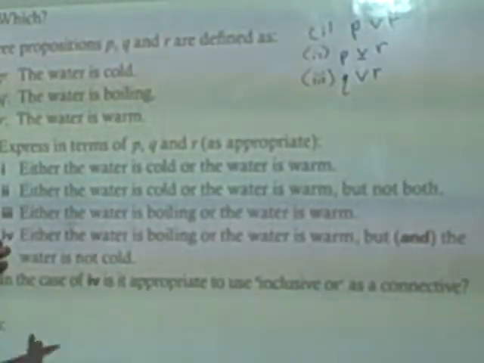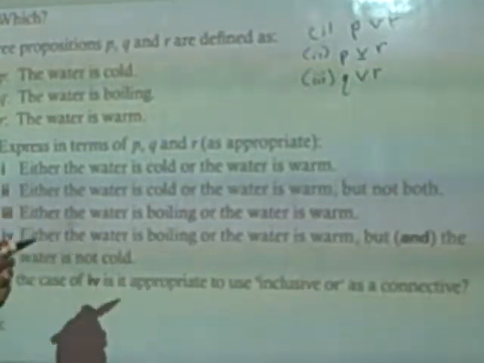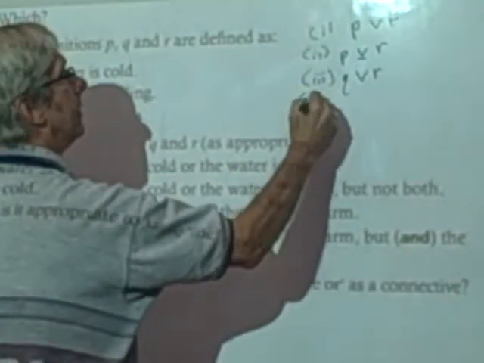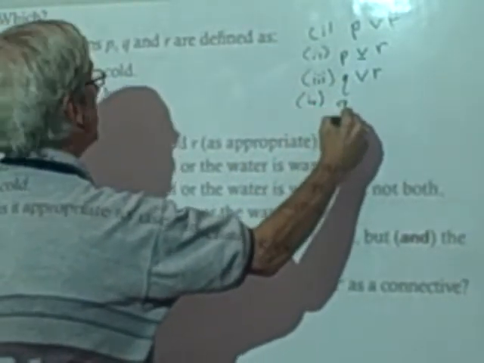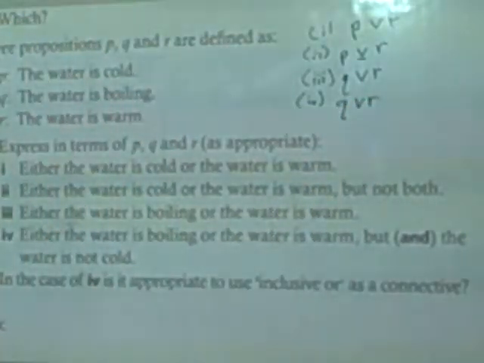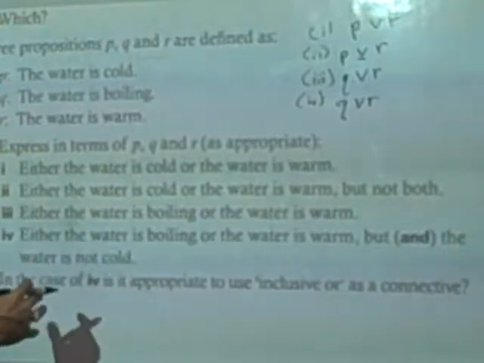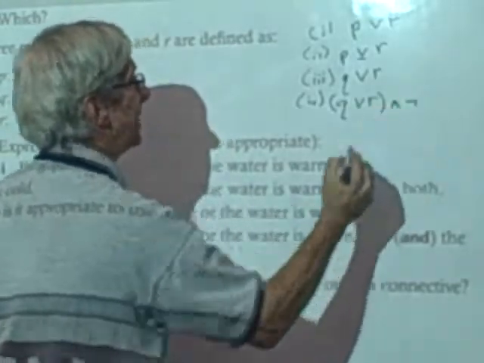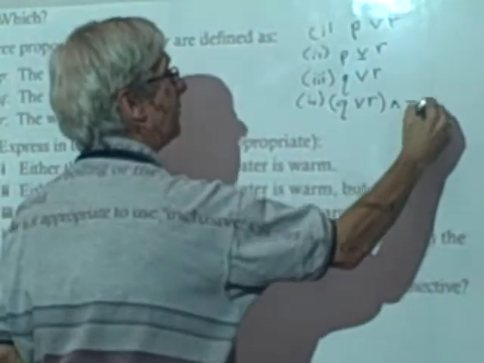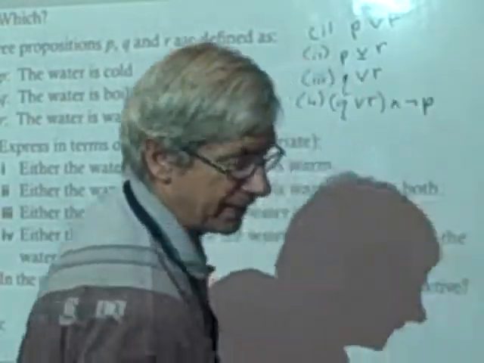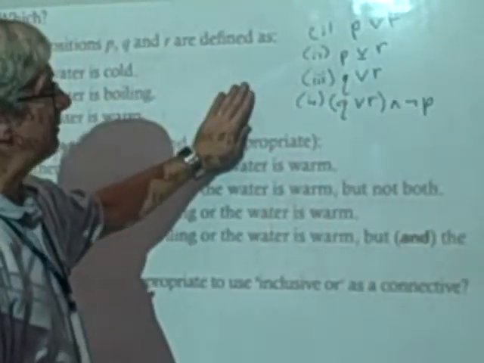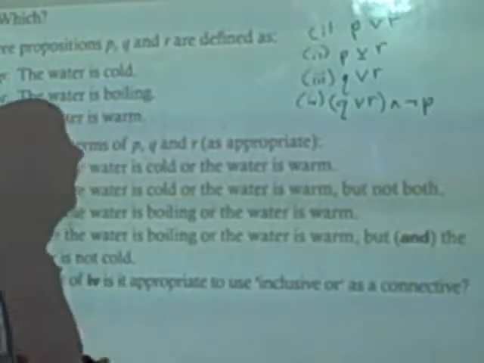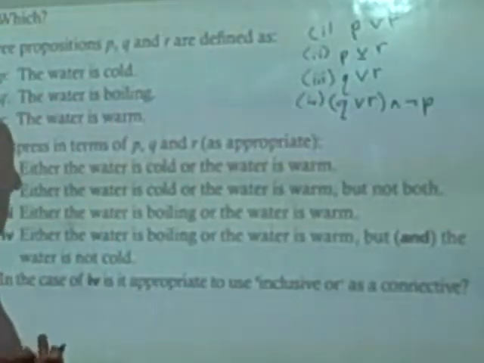Now this fourth one gets a little bit more complicated, but we can put it together. Either the water is boiling or the water is warm. That's the same as before. But then they actually tell us and, the water is not cold. So I can go ahead and surround those with their own parentheses, and I'll say and, the negation of P. And these are what we have for our answers, and that's exactly what they have in the back. So that's how we do the inclusive or and the exclusive or in symbolic logic. That's for number 2.